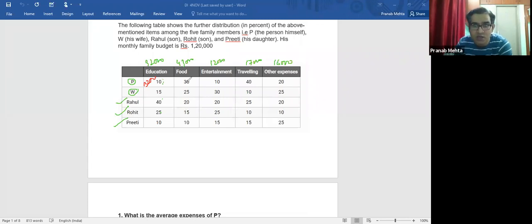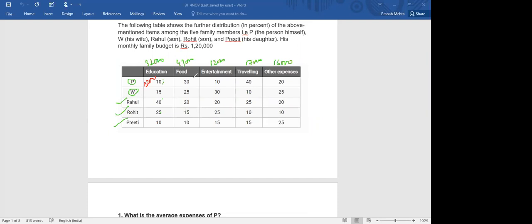30% of 43,000. Now look here. 10%: I divide any number by 10, I get 10%. So 43,000 divided by 10 is 4,300. 10% is 4,300, so 30% is 4,300 into 3. So 12,900.